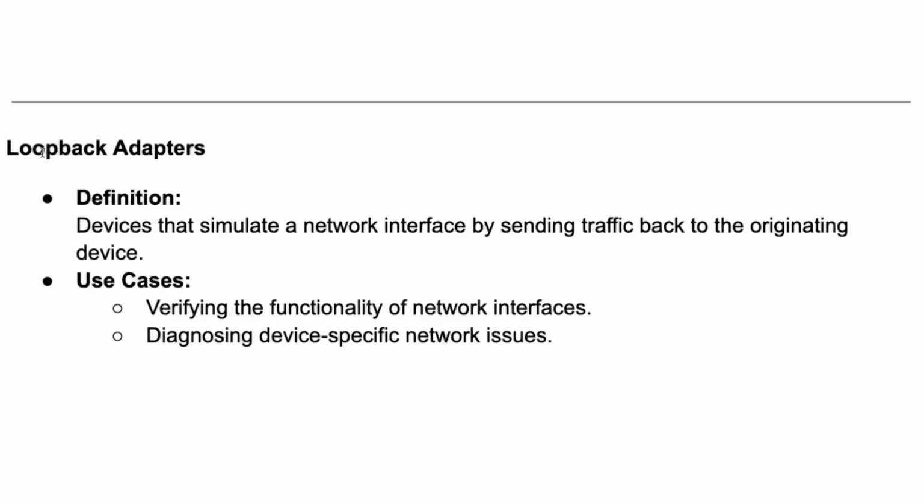So the loopback adapter essentially simulates an interface in your network, and then it starts sending traffic to wherever the originating device is, so you can see essentially if there's any kind of an issue within your network, and with the connections, the traffic that goes back and forth between your interfaces and your network devices, I should say. So these are loopback adapters.